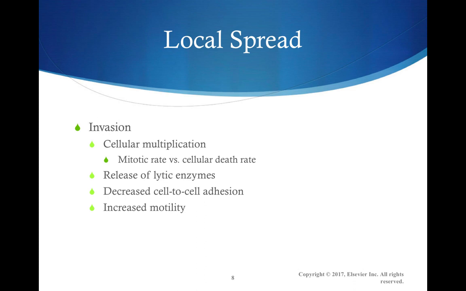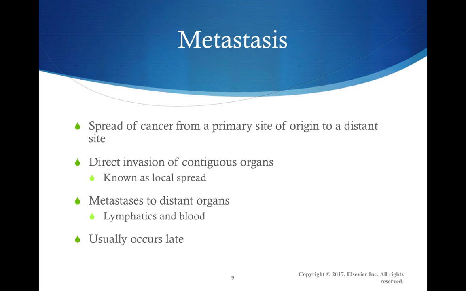There's two kinds of spread. There's a local spread, where the invasion takes place at a local site, as opposed to cells growing in a primary site and spreading to a distant site, like metastasis. Metastasis usually occurs through lymphatics and blood. That's why we take lymph nodes to see if the cancer is present in the lymph node, because that generally gives us a good idea that it has been carried off to other distant organs.